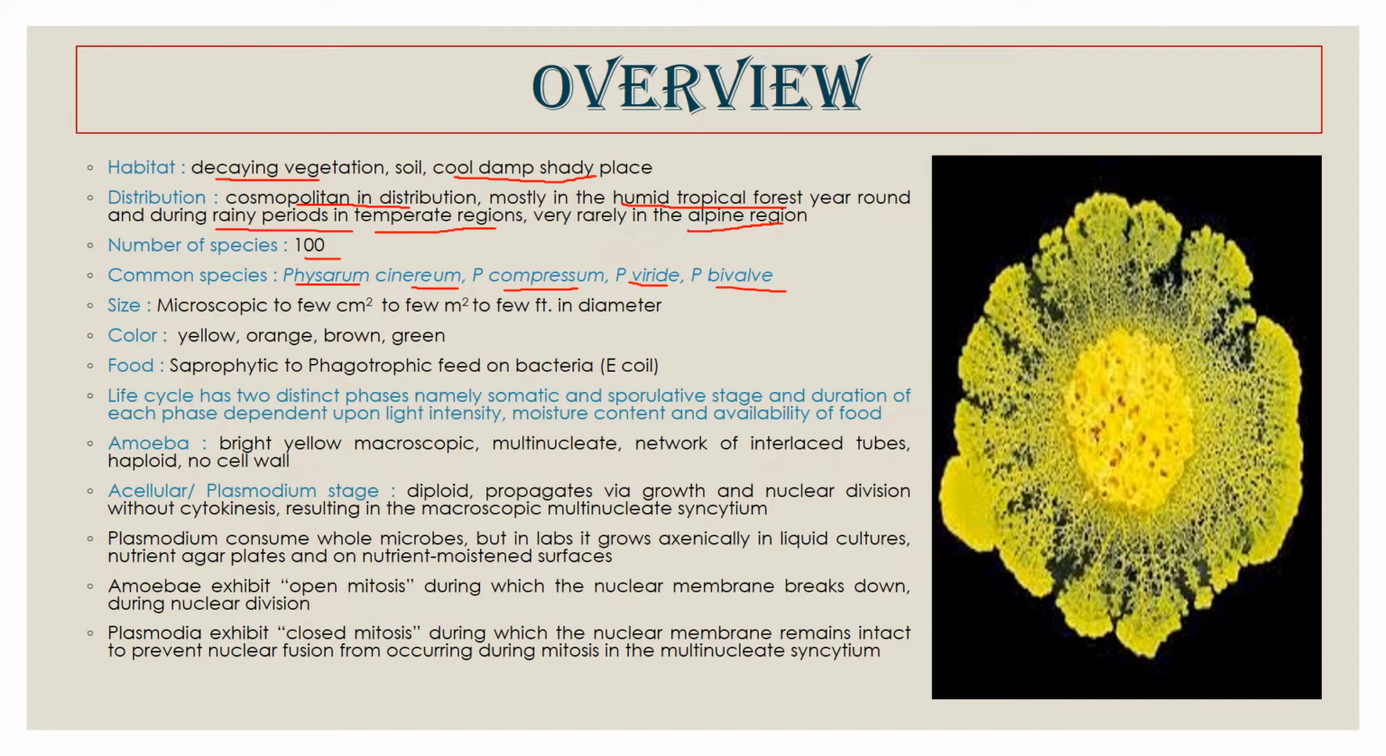So Physarum polycephalum is usually very large, but depending upon the nutrition conditions, the size can vary. It can range from microscopic to a few centimeters to a few meters, even a few feet in diameter, but it all depends upon the amount of food that is present. Generally, the plasmodium I am talking about is yellow, orange, brown or green in color, and it feeds on dead decaying matter as well as living organisms.